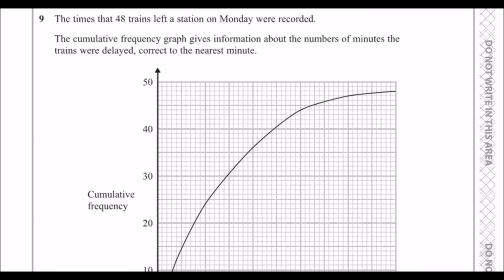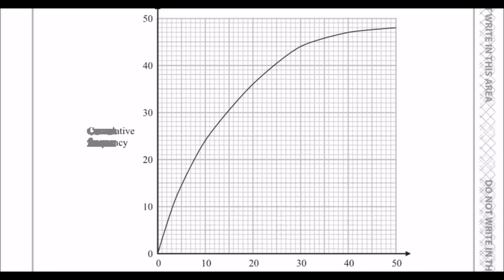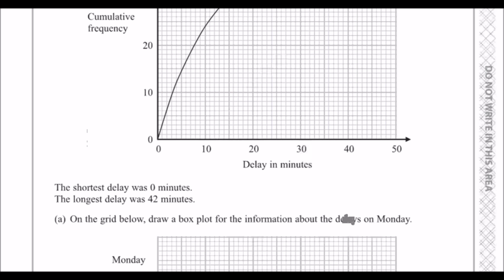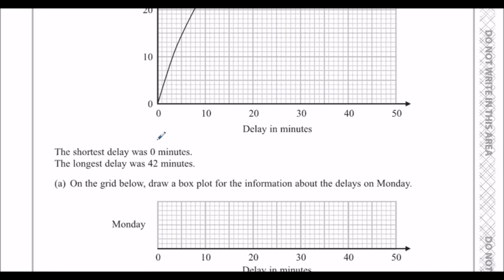Question 9. The times that 48 trains left the station on Monday were recorded. We've got a cumulative frequency graph giving us information about the number of minutes the trains were delayed, correct to the nearest minute. So here's our cumulative frequency graph. What do we need to know? We're going to draw a box plot. So for a box plot, we need the shortest delay, which we've got, the longest delay, which we've got, and we need to work out the median, the lower quartile, and the upper quartile.